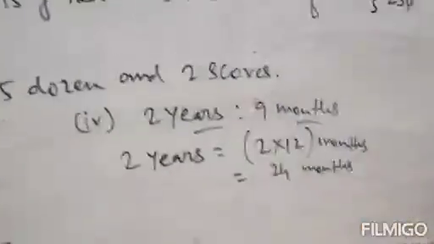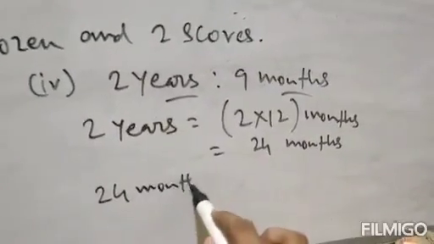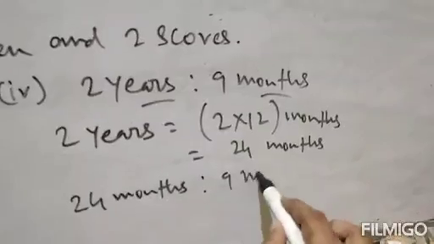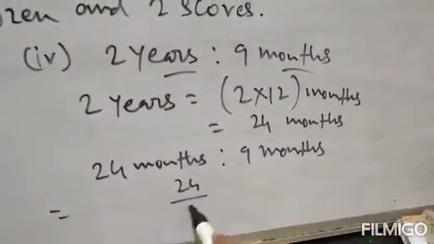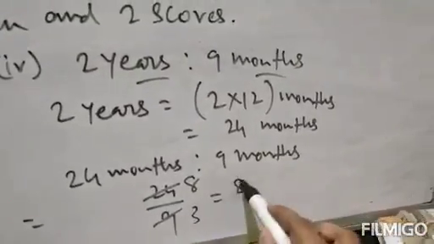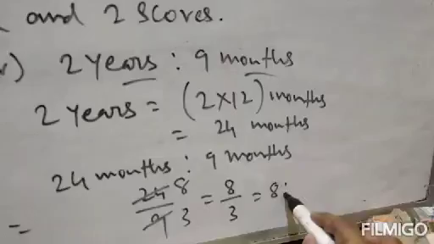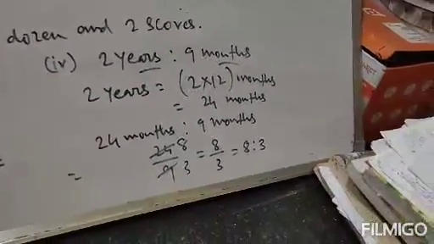Now compare. Write 24 months in place of 2 years. So 24 months is to 9 months, that means 24 by 9. Reduce it by 3: 3 8s are 24, 3 3s are 9. That means 8 by 3, that means 8 is to 3. That is the simplest form. Question 4 complete, that is part B complete. Next, part C.